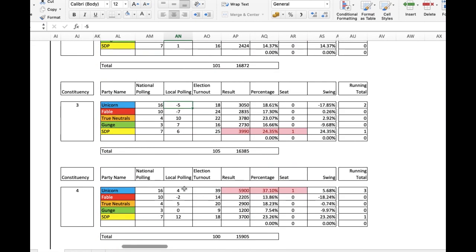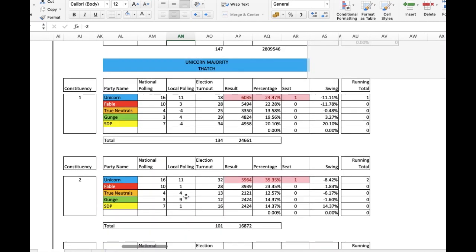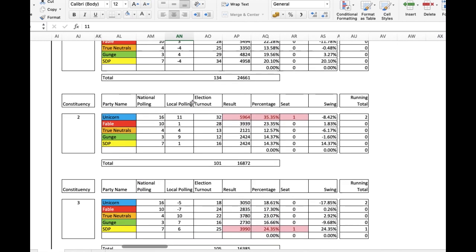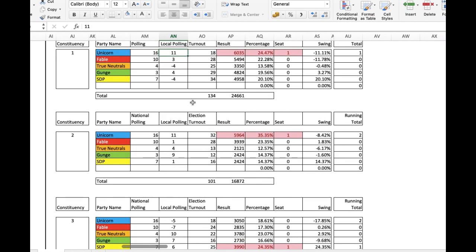I went through each one, getting their new local polling by adding or taking away from the previous one. As you can see in this one already, in constituency 1, the Unicorn Party now has plus 11 to Fable's 3, etc, etc. So this is slowly becoming a safe Unicorn seat already. There are others which are becoming safe Fable seats, safe neutral seats, etc, etc.